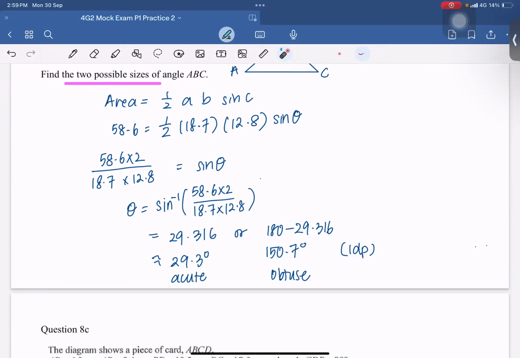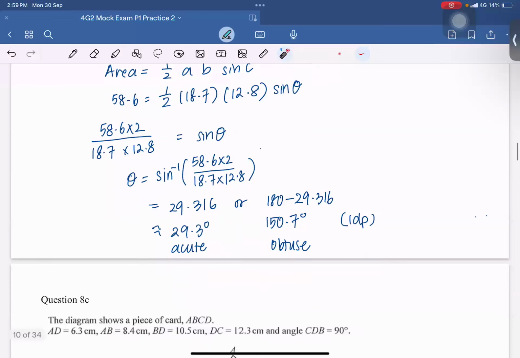So when you do sine inverse, always be careful. There can be two different answers. Sometimes the question says find the obtuse angle of ABC. Then your answer will have to be this one only. Okay, so we read according to the question.